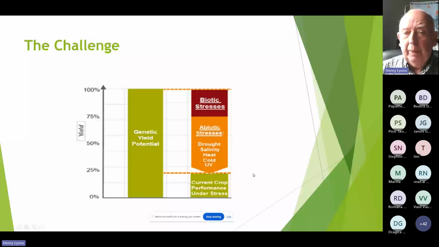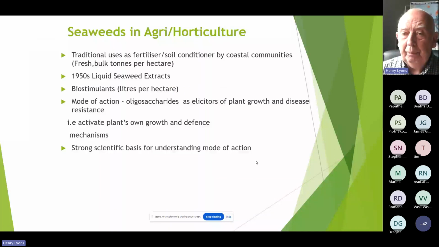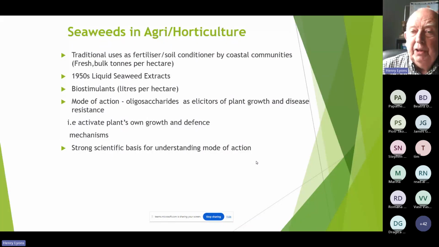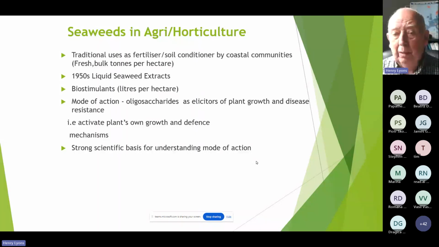Now, seaweeds or marine algae have been around for a long time. Up to about 70 years ago, we had the traditional uses. They were used as fertilizers and soil conditioners, mainly by island and coastal communities. And note, they were used in fresh bulk quantities, so you're dealing with tons per hectare. And then in the 1950s, liquid seaweed extracts came into play.